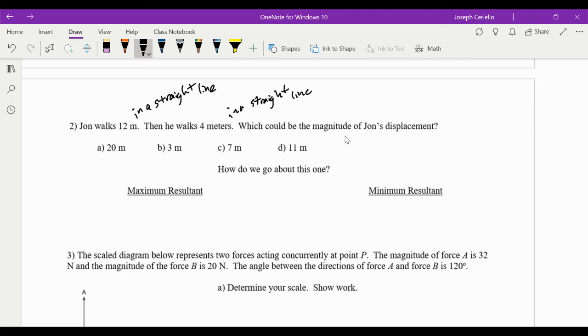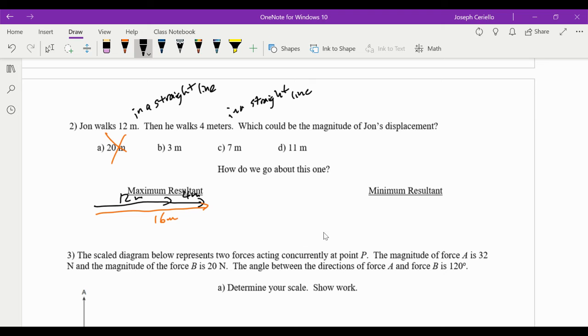So it says, which could be the magnitude of John's displacement? So this is a process of elimination question. How do you think we should go about doing it? Well, let's figure out his maximum displacement first. Like, how far could he really get away from where he started? Well, if John walked 12 meters this way and then 4 meters in the same direction, that's as far as he could possibly get away from where he started. That is a total of 16 meters. So there's no way John could have walked 20 meters, or there's no way John can be 20 meters away from where he started. That's what displacement is.